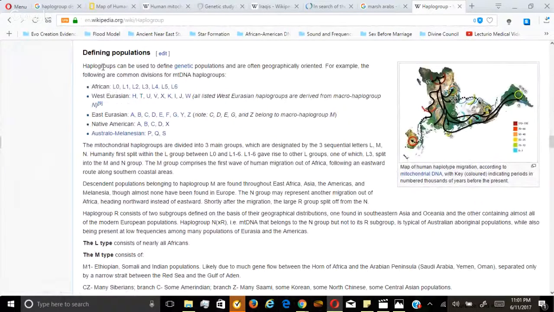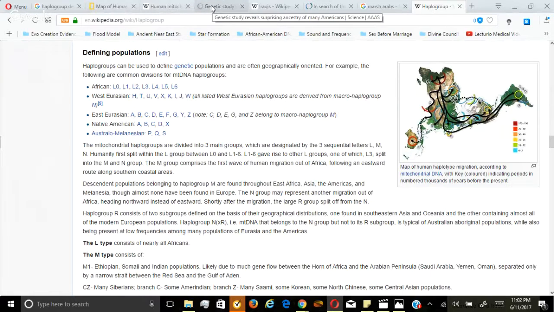Oh, here we go. So defining population. Haplogroups can be used to define genetic populations and are often geographically oriented. For example, the following are common divisions for mitochondrial DNA haplogroups: African, L0, L1, L2, L3, L4, L5. West Eurasians: HV, JT, UV, XKIJW. All listed West Eurasian haplogroups are derived from macro haplogroup N, and so on and so forth. So when you're talking about who's from where, we can get a very good idea of where you're from based on your DNA.